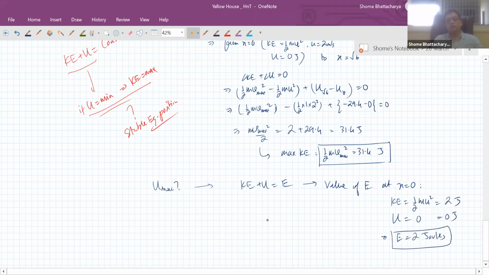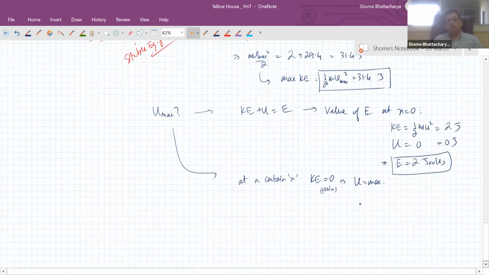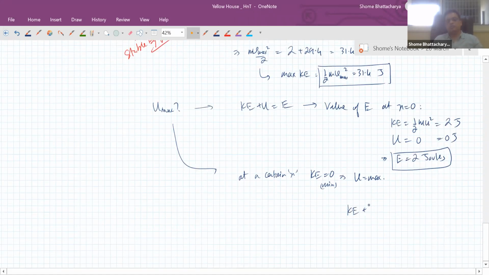Okay. So now at a certain value of x, kinetic energy becomes 0, which is the minimum value of kinetic energy. So correspondingly, potential energy becomes maximum. This one's minimum value is equal to 0, so this one's maximum value we want to find out. That is equal to 2 joules. So obviously you can see that U max is equal to 2 joules.